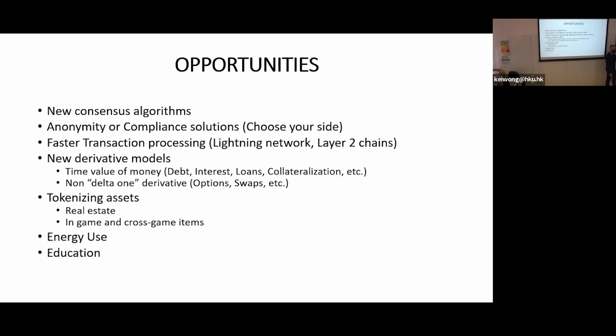Energy use is an opportunity, right? Mining uses a ton of electricity. Can you come up with more efficient ways to do that? And that probably ties to consensus algorithms.